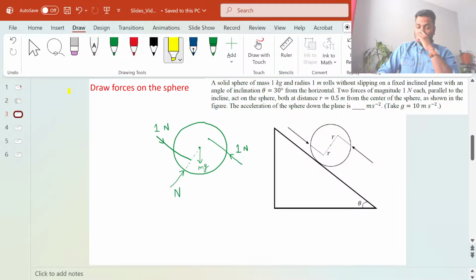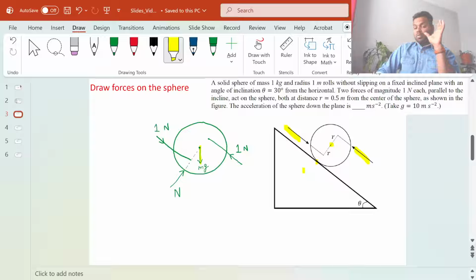So these are the three things we have to do. Let us start by drawing the forces on the sphere. As it rolls down the slope, think about the forces acting on the sphere. The forces that you already see in the slide are quite obvious. You have weight acting downward at the center of the sphere. You have the normal force by the ground at the contact point, perpendicular to the surface. You have these 1 Newton forces, which are given in the problem.